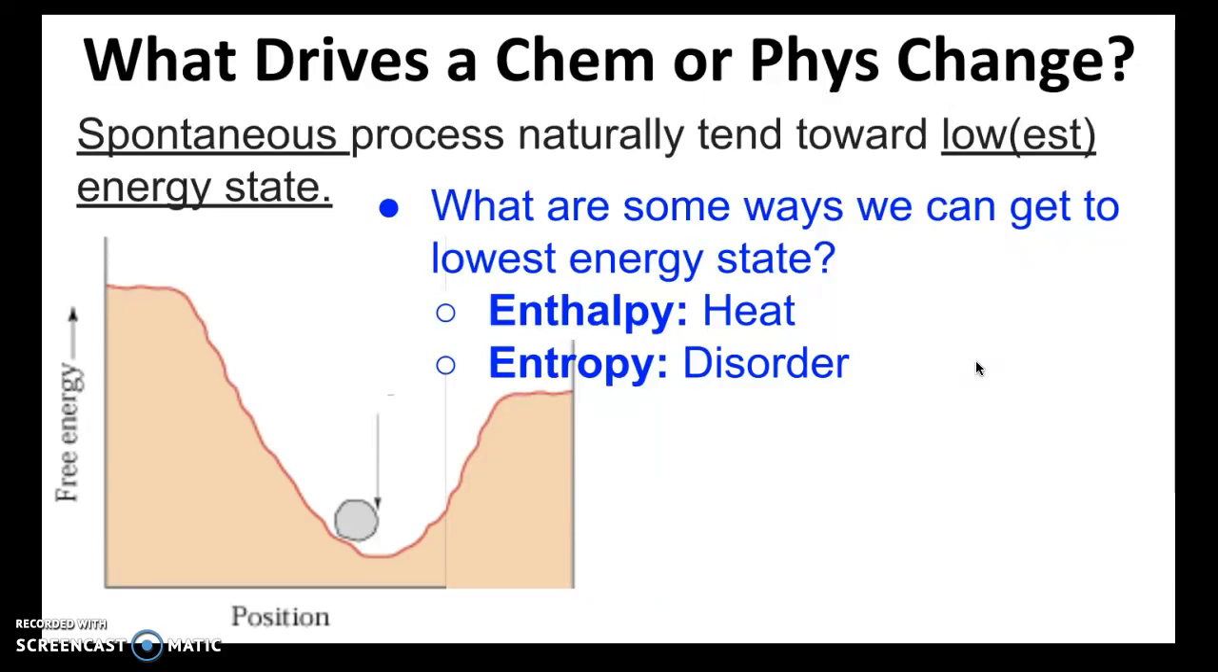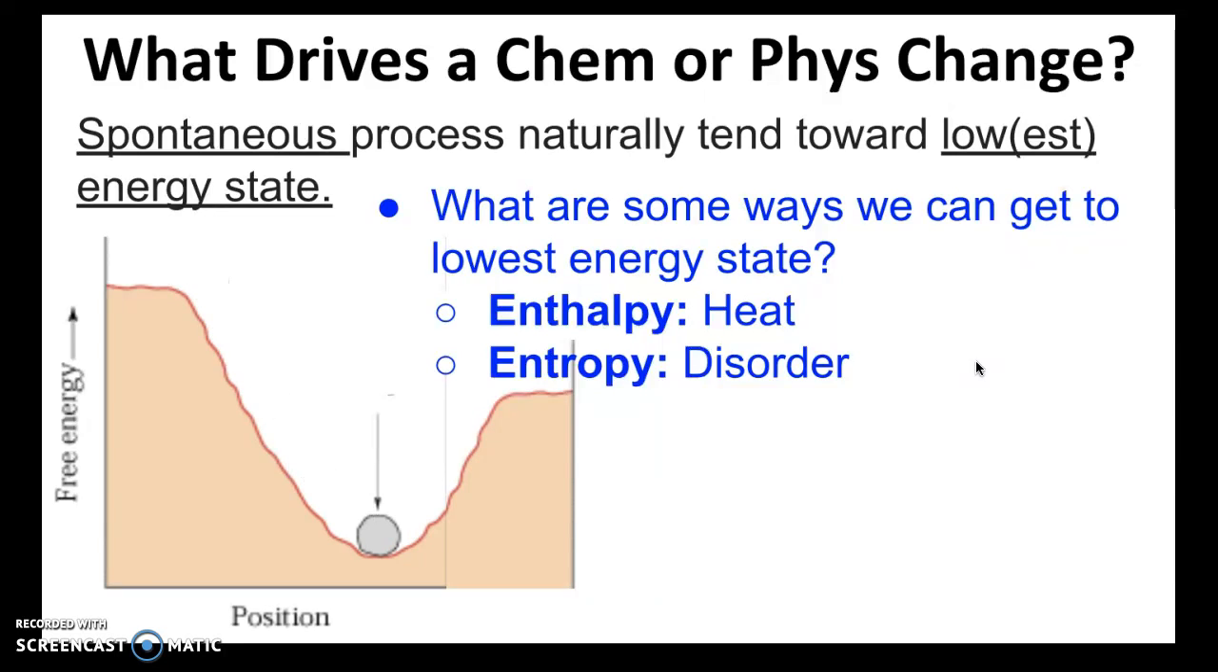There are two things that we're going to look at here: enthalpy, which again is associated with heat change, so heat either absorbed or lost, and entropy, which is disorder. So that's a new term. We're going to get into that later. But let's see if we can make some predictions first. We know that to drive a chemical or physical reaction forward, we want to get to a low energy state. How can heat or enthalpy help us?